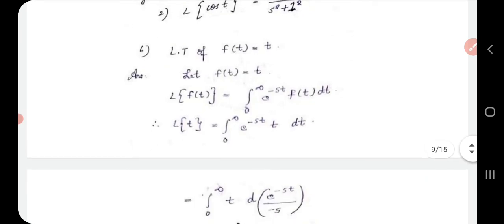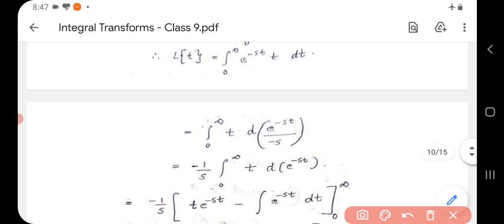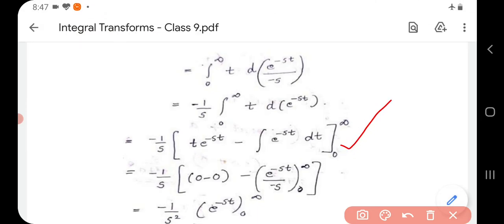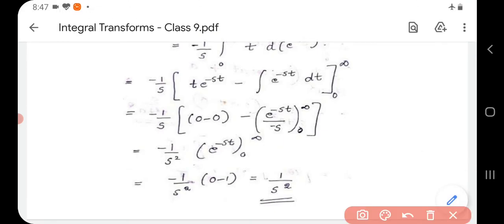Now, another formula. If you are asked to find the Laplace transform of a variable, say t, function formula: in place of f of t, write t. Then just rewrite this one, e raised to minus st, as d of e raised to minus st by minus s. Minus 1 by s is common. Take it out. Rest everything is kept as such. Then first function into integral of second minus integral of derivative of first into integral of second dx. And apply the limit. You will get the answer as 1 by s square. So Laplace transform of a variable, say t, is 1 by s square.